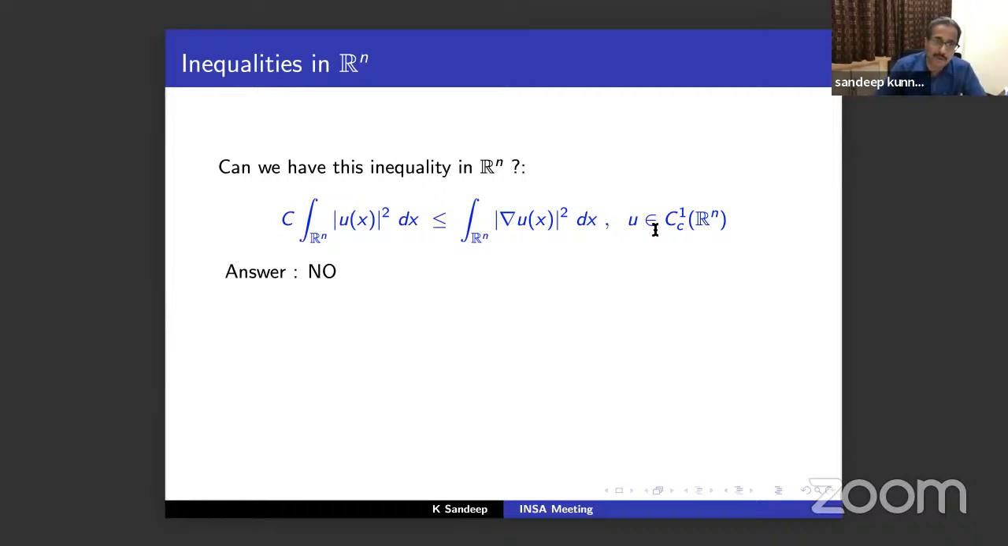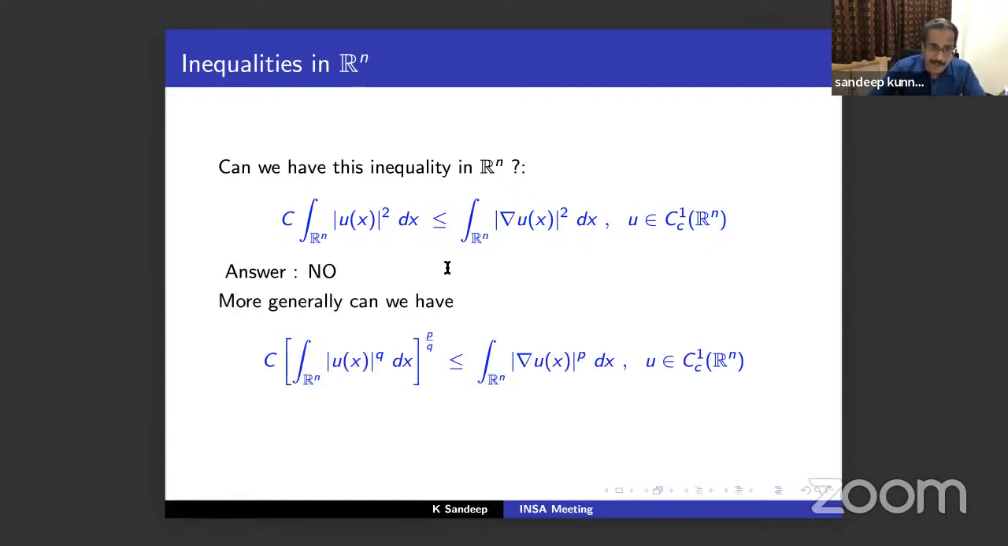Before that, I will pose the question in a more general form, like what I described before. Instead of just asking this inequality with power 2, can you have it with arbitrary powers p and q? In other words, does there exist a constant c greater than 0 such that (integral over R^n of |u|^q)^(p/q) is less than or equal to the integral over R^n of |gradient of u|^p, for all u in C_c^1(R^n)? So can we have this kind of inequality?